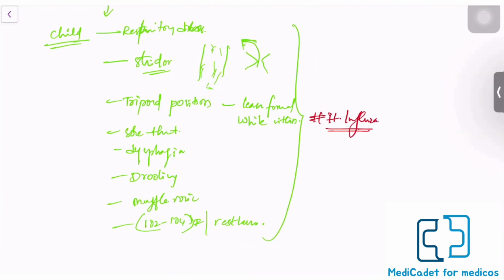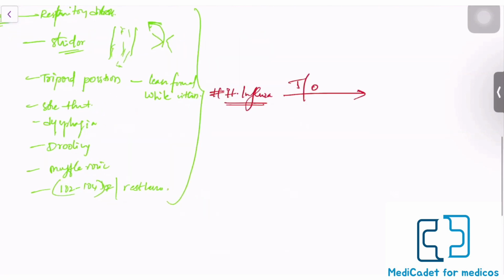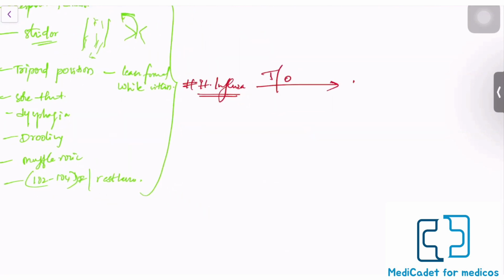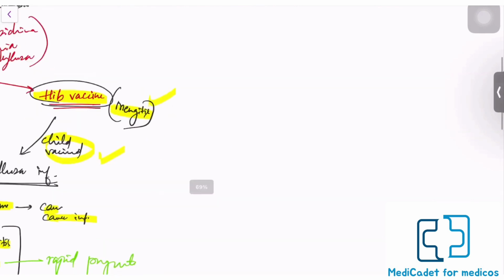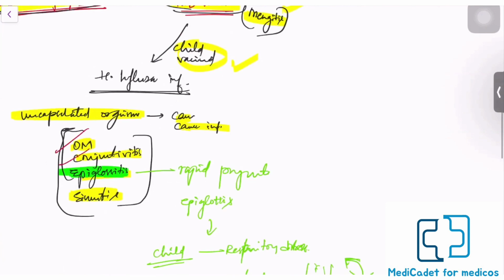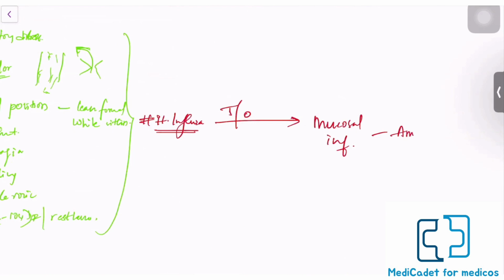We have talked about the vaccine, where it grows, and what diseases it can cause. Now we have to know the treatment. If it's a mucosal infection like otitis media, conjunctivitis, sinusitis, or epiglottitis, then you're going to give amoxicillin, or a third-generation cephalosporin like cefotaxime is generally preferred.